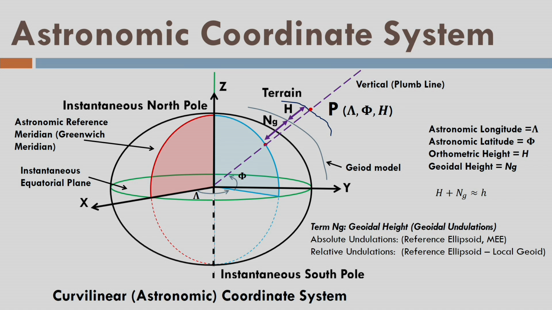So the term Ng is called geoidal height or geoidal undulation. It is called absolute undulation if I take the difference between the reference ellipsoid and the mean earth ellipsoid. It is called relative undulation if I take the difference of the reference ellipsoid to the local geoid. So that is the idea of the astronomic coordinate system.